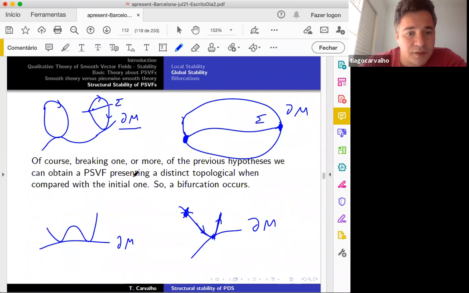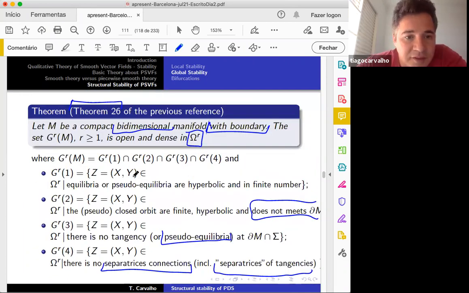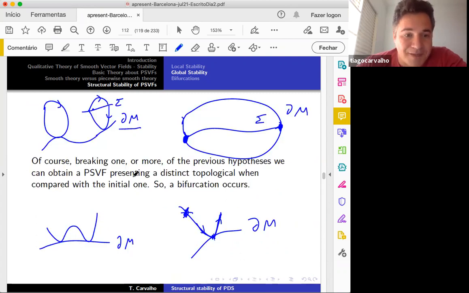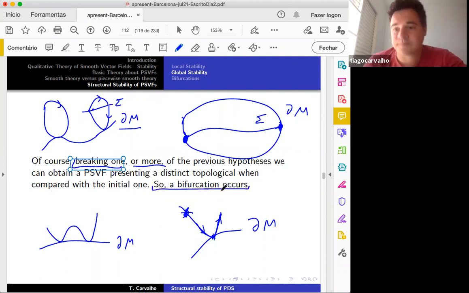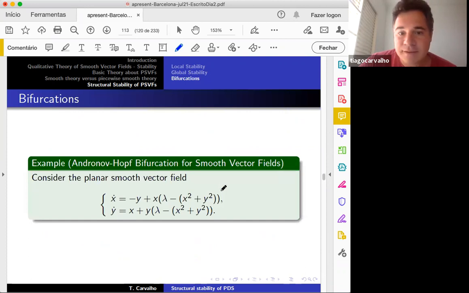Again, I don't write it here, but you can prove the theorem for R^3 or R^4. You are invited to do this. This is not done in the literature. And of course, breaking one or more of the previous hypotheses, we obtain a piecewise smooth vector field which is not structurally stable. So breaking one or more of the previous hypotheses, we have bifurcations.